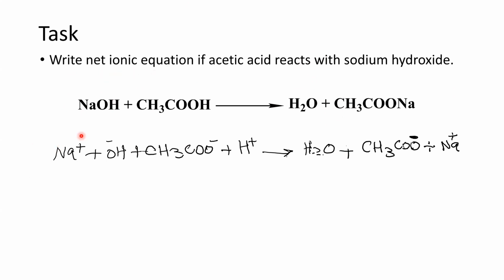I have mentioned its complete ionic equation also, after writing the ionized form of sodium hydroxide and acetic acid for your convenience. So you just have to tell what would be the net ionic equation of that reaction when sodium hydroxide is reacting with acetic acid.